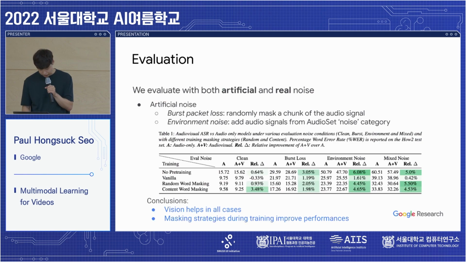And what we observed is that vision helps in any case, but using masking strategies during training improves performance a lot. And we achieved state-of-the-art performance with and without noise in this particular benchmark, which is called How2.